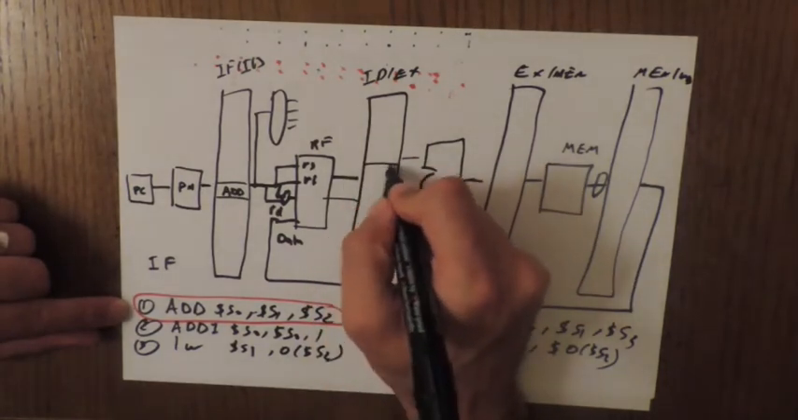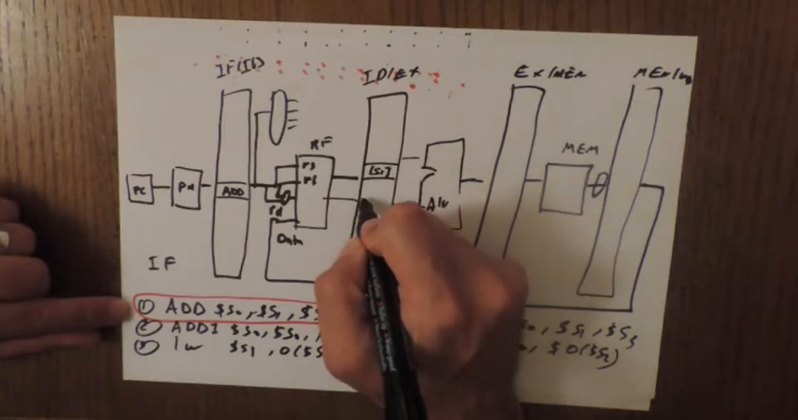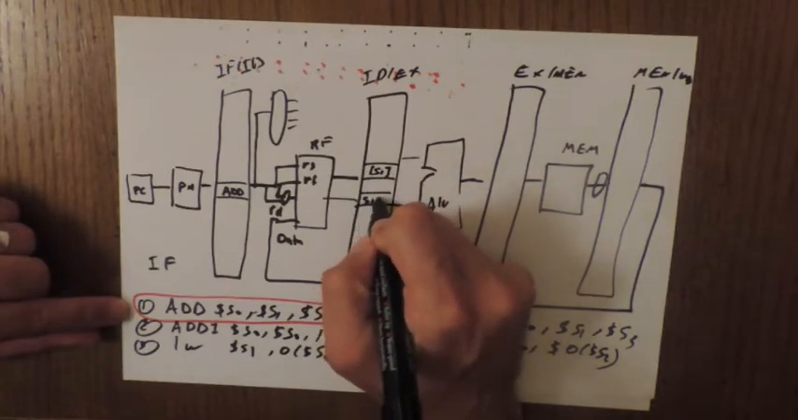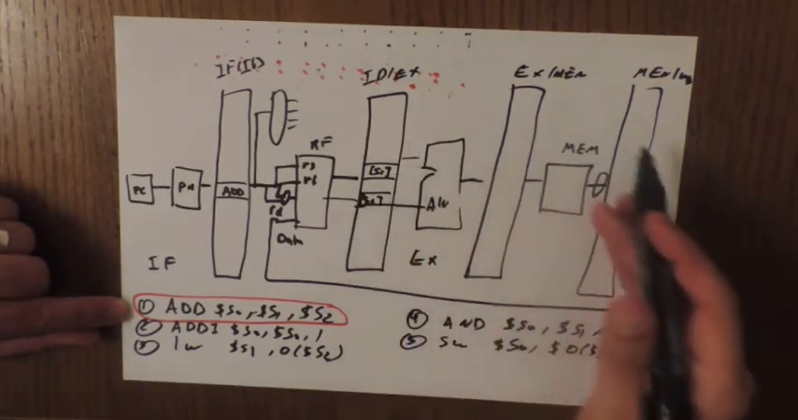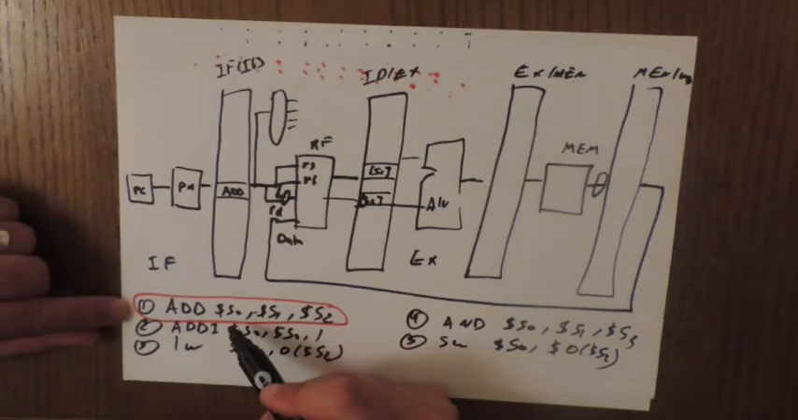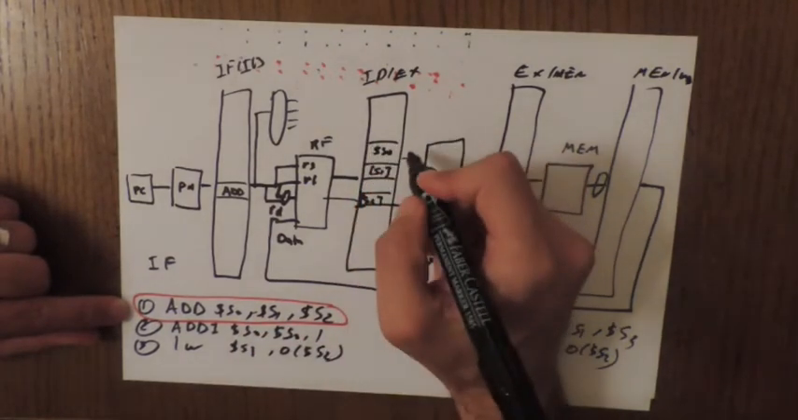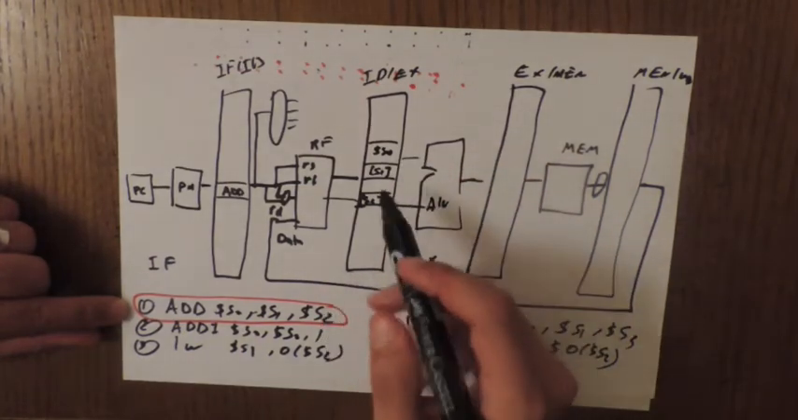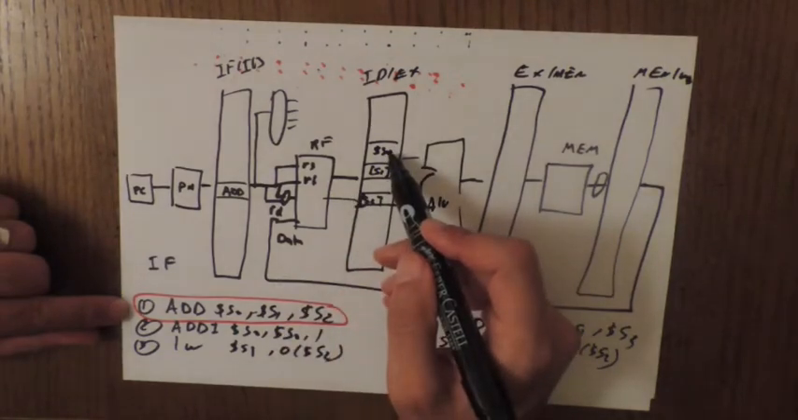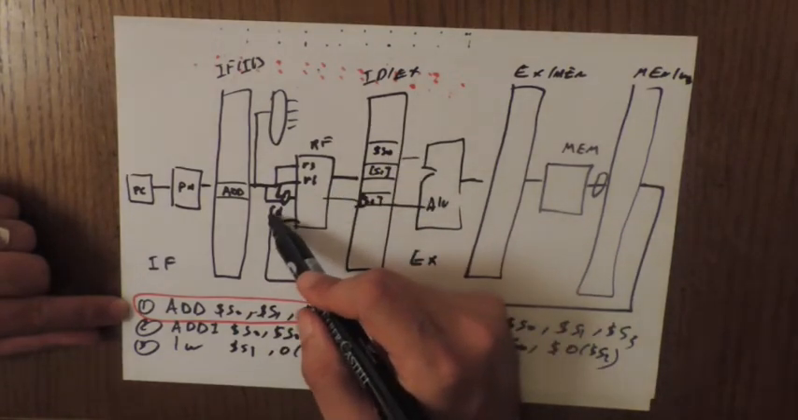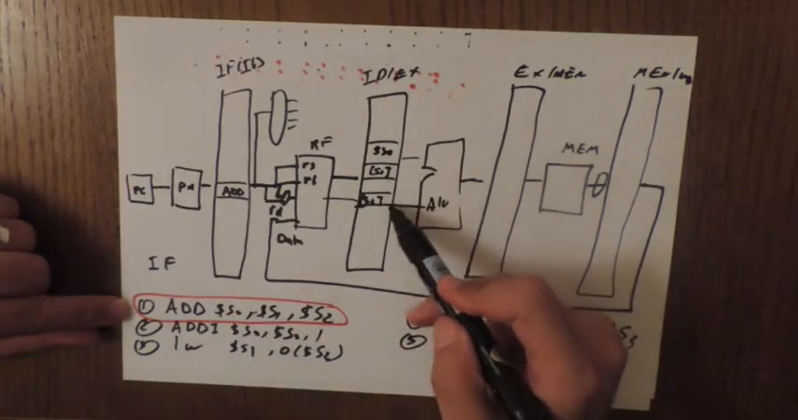So here I need to send, of course, the content of S1 to be added and the content of S2. But when I go back, I need S0 to be sent as an address. Why? Because when I reach the write back stage, I need to say that RD should be S0. So then I take the values S1 and S2.